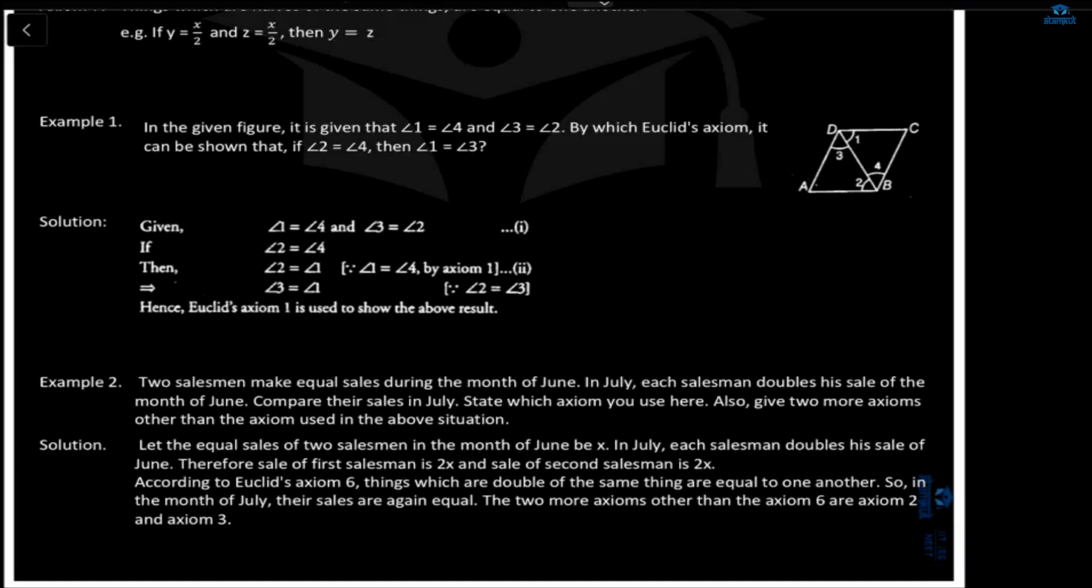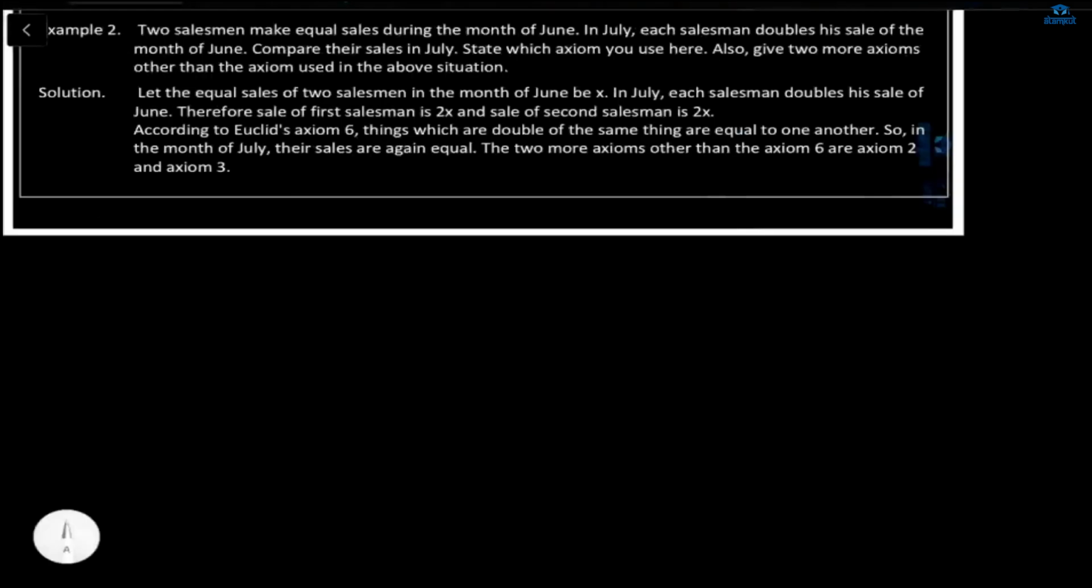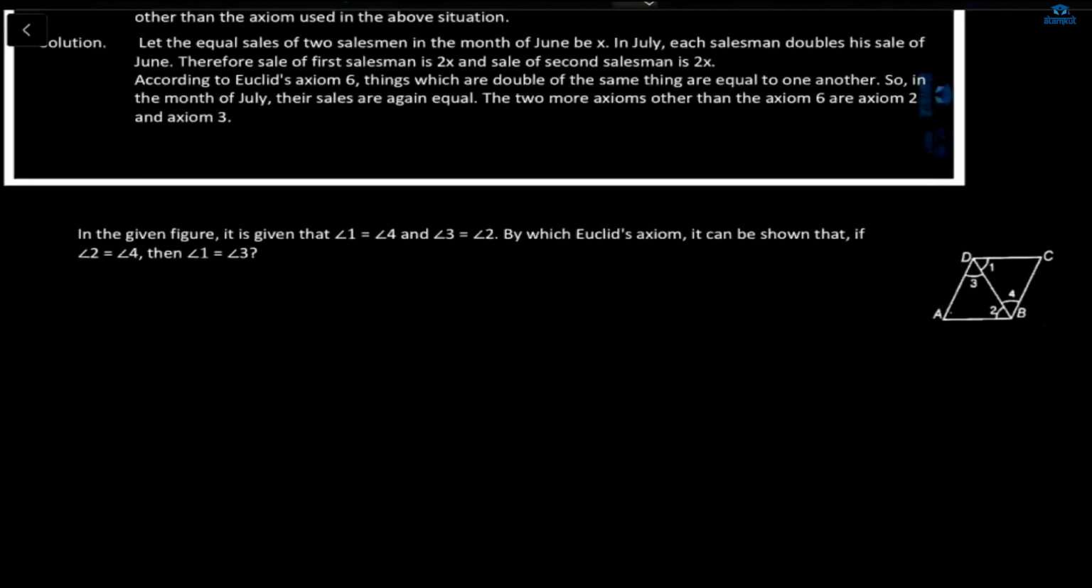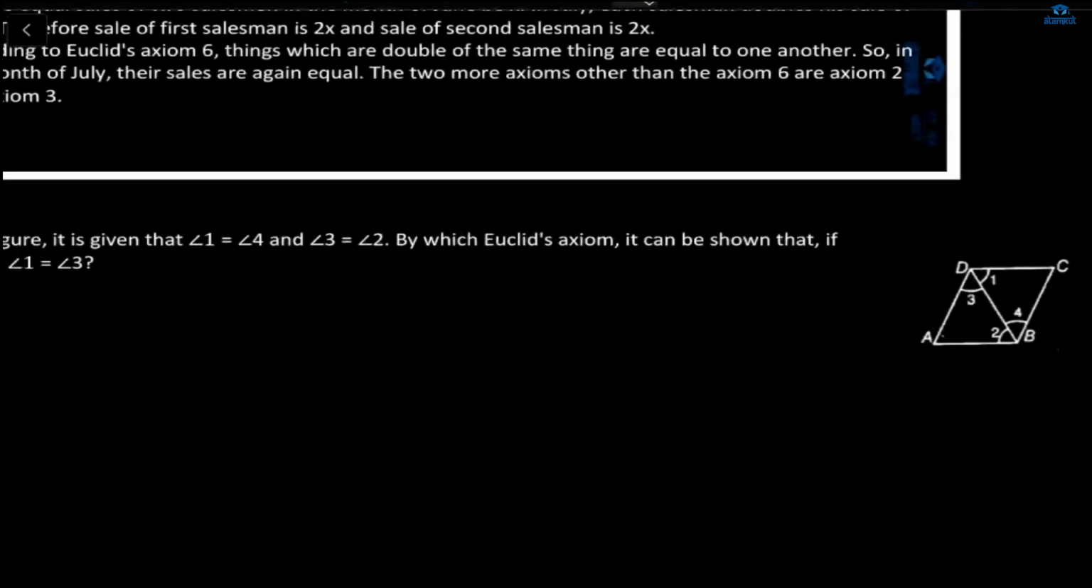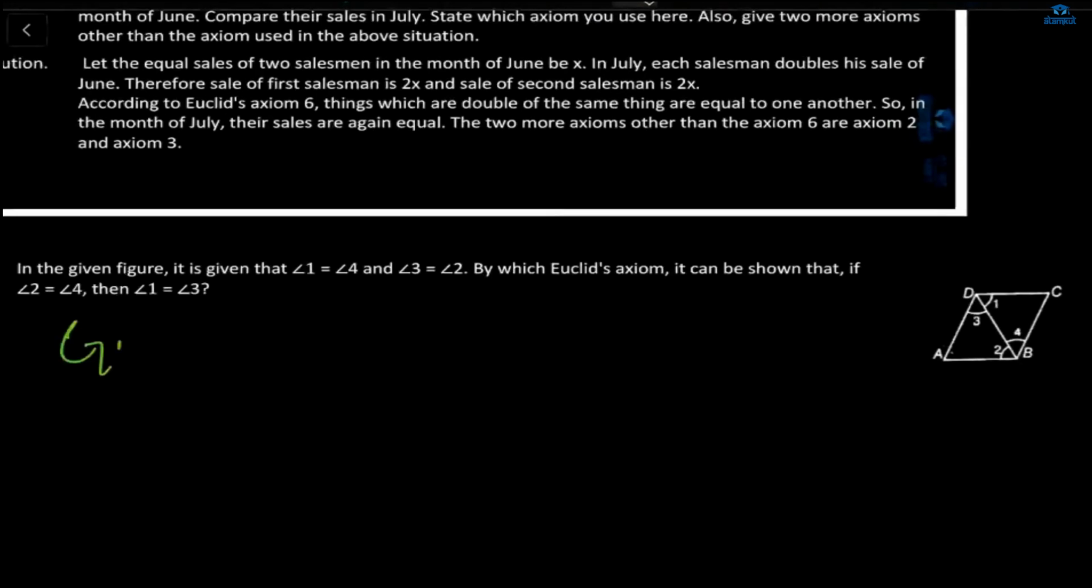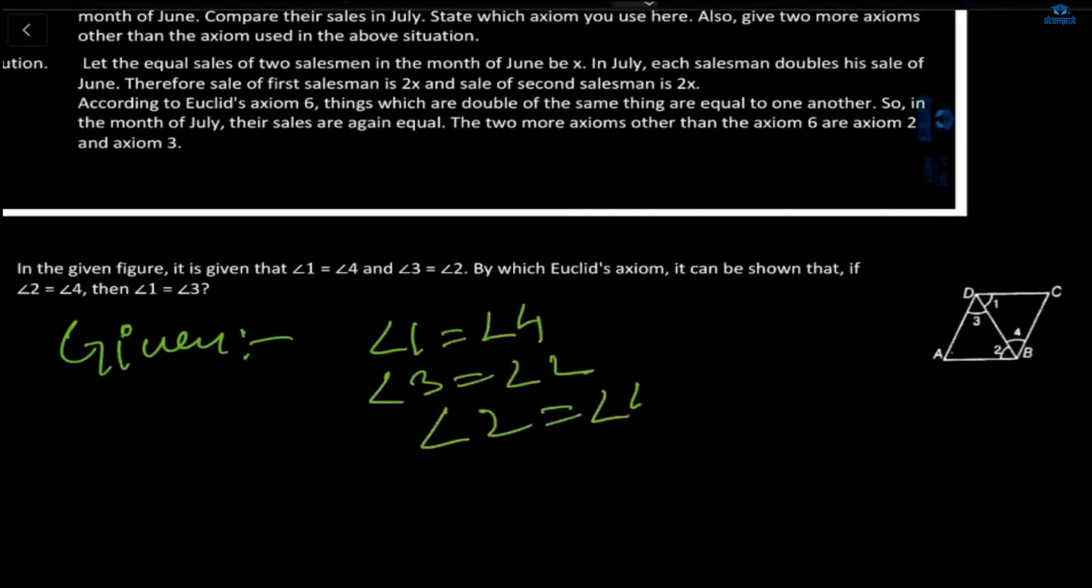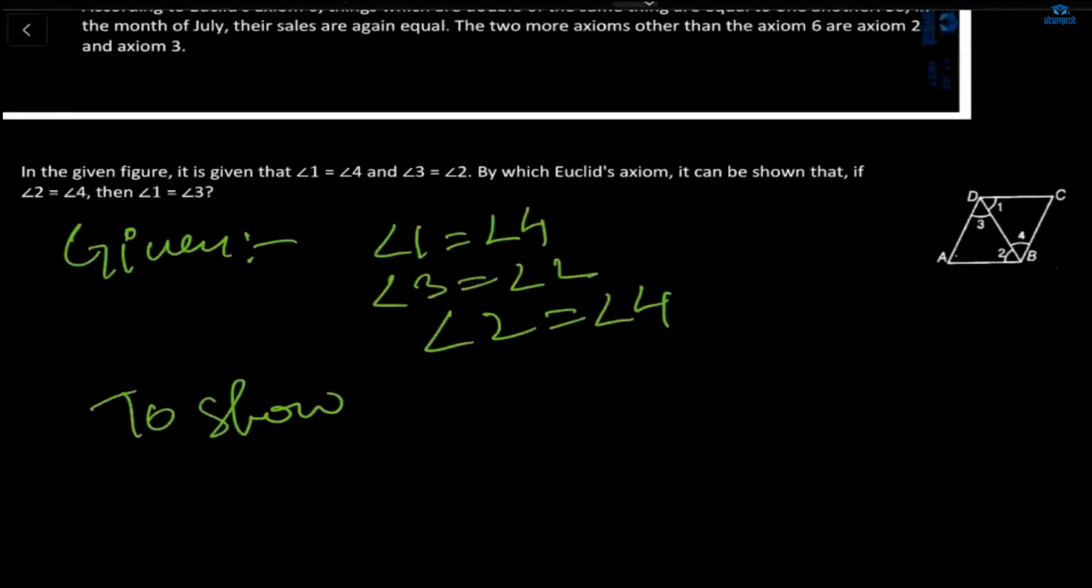Then which axiom are you going to use to prove that angle 3 is equal to angle... wait, I'll copy. Okay, now if you see here, it is given that angle 1 is equal to angle 4, angle 3 is equal to angle 2, and angle 2 is equal to angle 4. Now you have to show that angle 1 is equal to angle 3. From which axiom? You have to tell whether angle 1 will be equal to angle 3 from all three givens. See, angle 1 is equal to angle 4, angle 3 is equal to angle 2. Okay, so angle 2 will be equal to angle 4 or not?